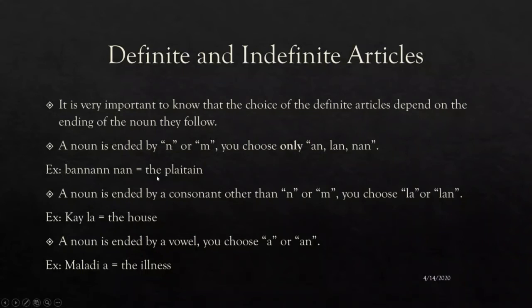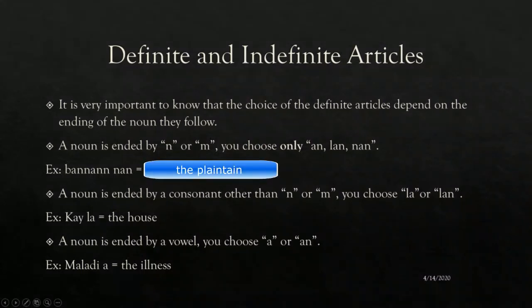You see that right there? I misspelled this. We have "of the plantain," but we don't have one single word. We saw that in the previous slides. We have un, la, na. We also have la, and we also have a, un. So now the thing is, the choice of the definite articles depends on the ending of the noun. It means the definite articles will be at the end.